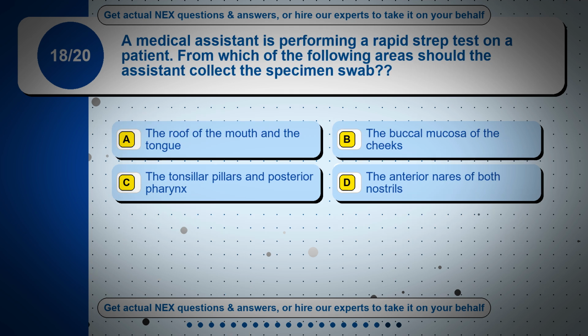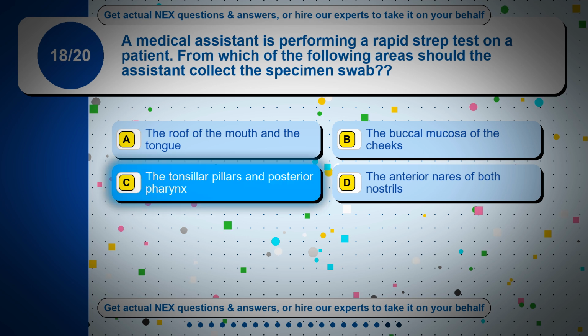Question 18. A medical assistant is performing a rapid strep test on a patient. From which of the following areas should the assistant collect the specimen swab? Option A, the roof of the mouth and the tongue. Option B, the buccal mucosa of the cheeks. Option C, the tonsillar pillars and posterior pharynx. Option D, the anterior nares of both nostrils. The correct answer is option C.